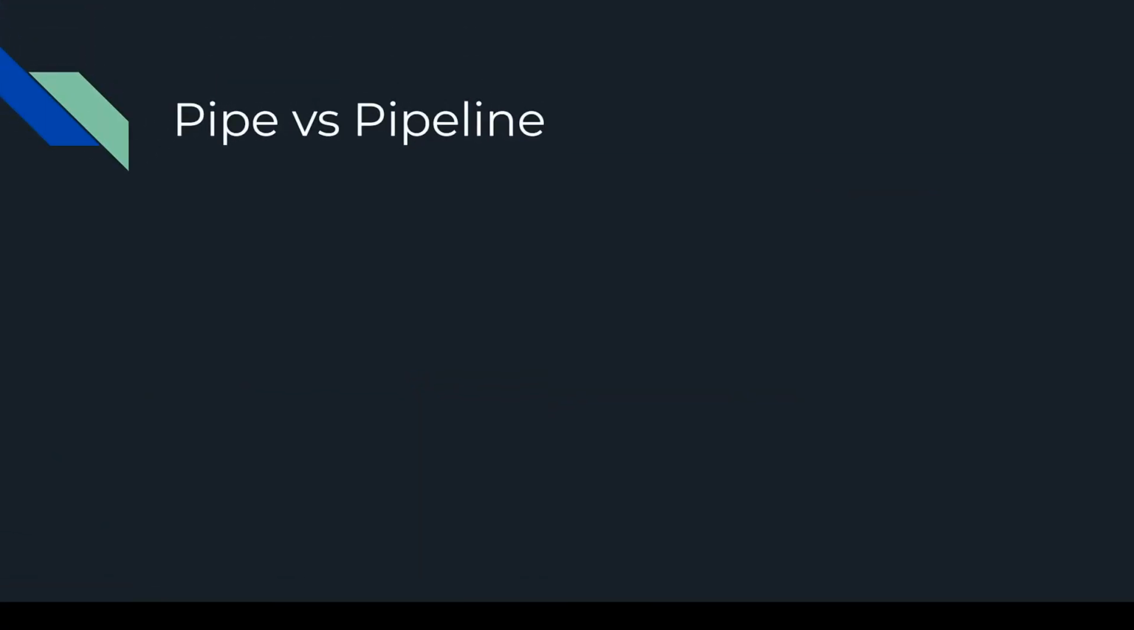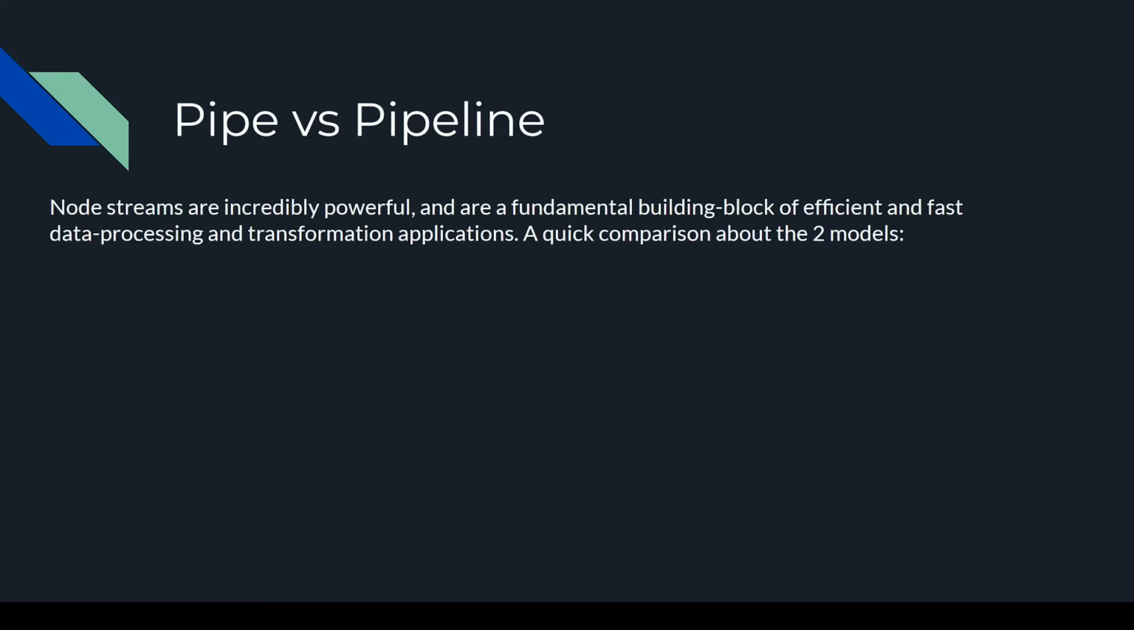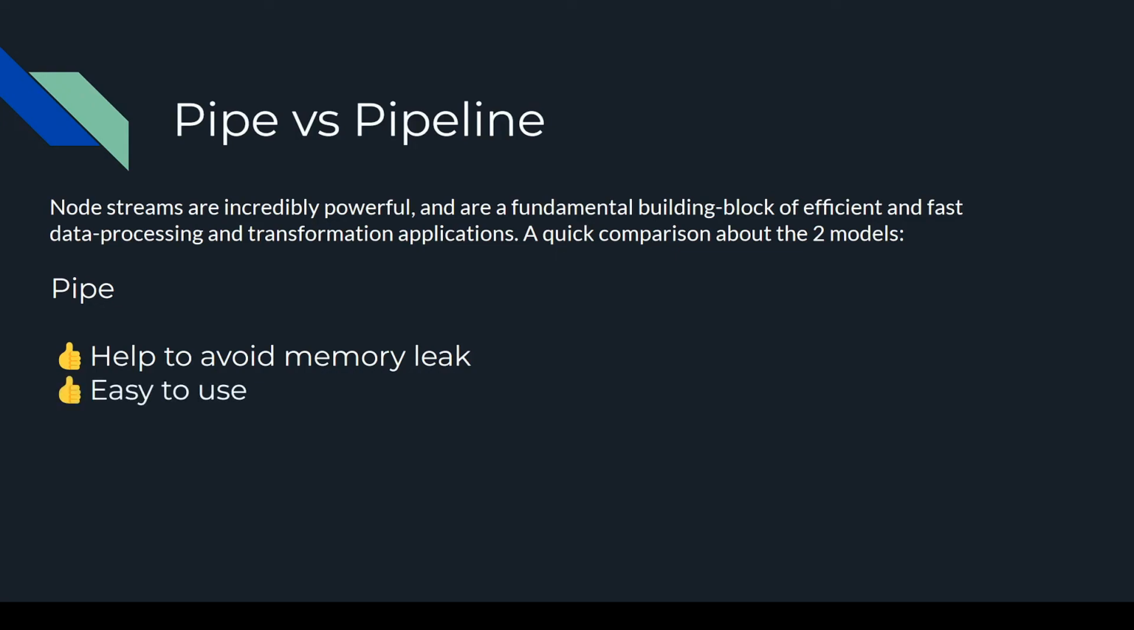Here is a quick comparison of what we saw earlier about pipe and pipeline. Both are really great. Pipes in general help us to avoid memory leaks. Easy to use, not really that complex, as you might notice. About the error management, for me, it's not really that good. It's not really that clean when it comes to code.